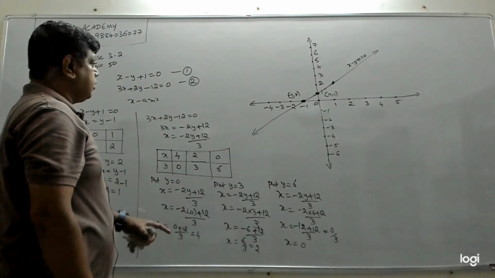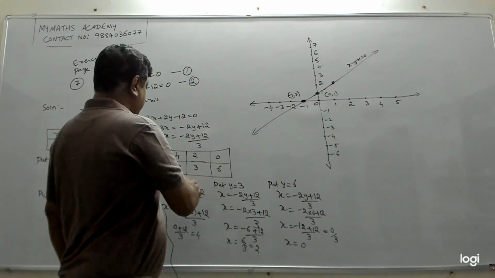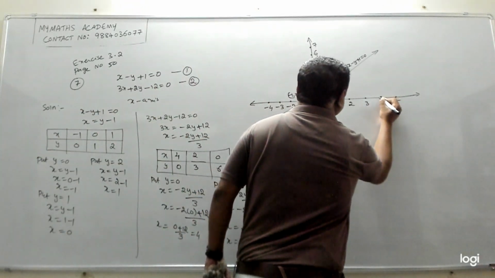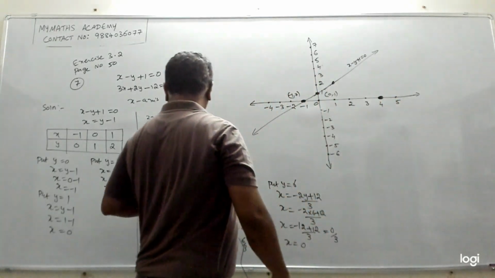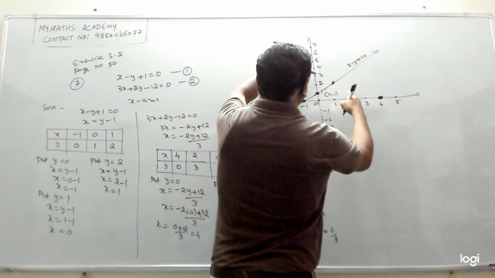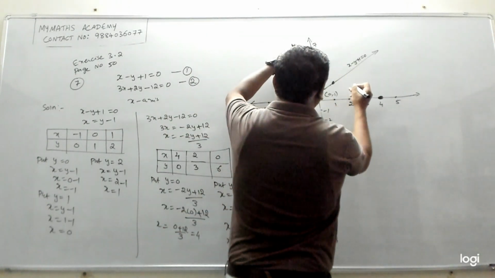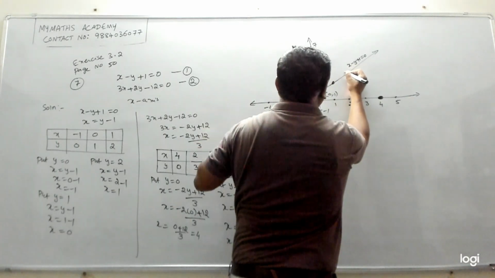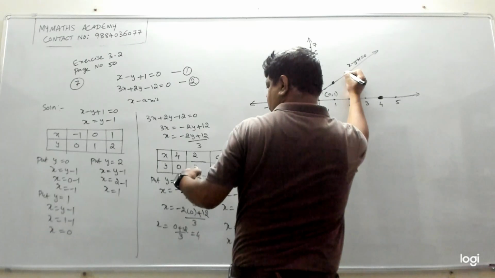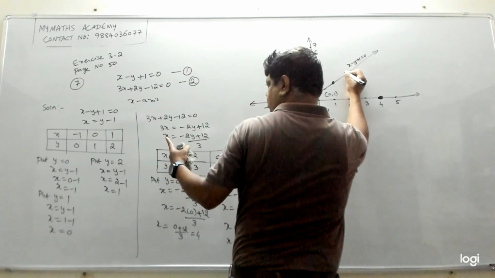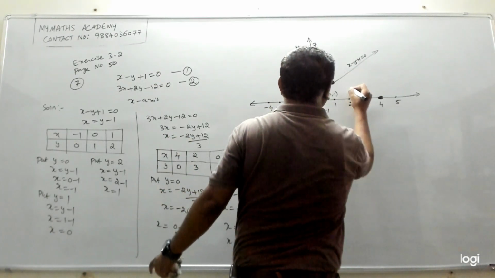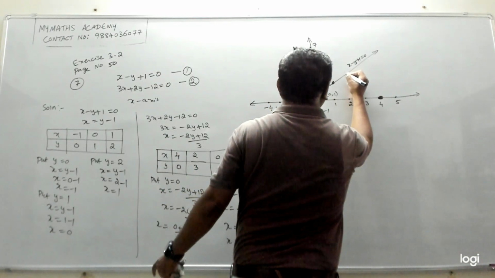Fine. Now next, we have to draw the graph for this, which is 4, comma 0. Where is 4? 4 is here and 0 is here. 4 comma 0. Now 2 comma 3. So 2 is here and 3 is here. So it will come somewhere here. 2 and 3 will come somewhere here.